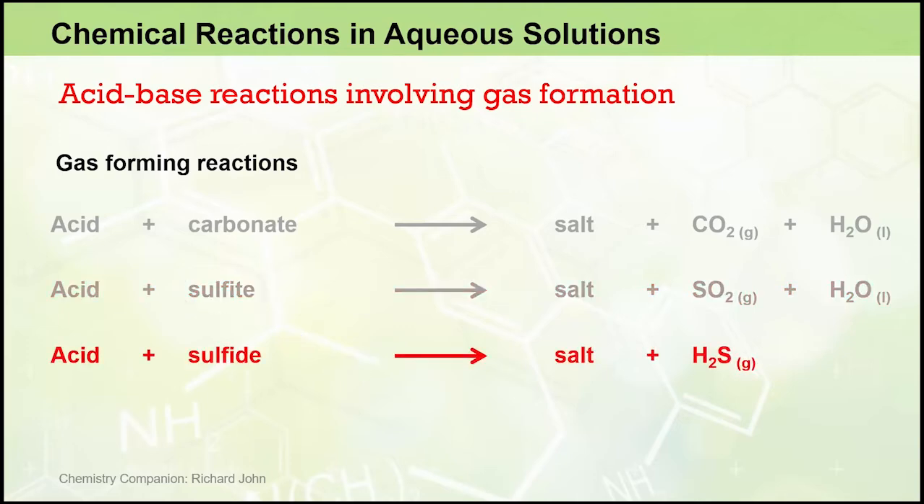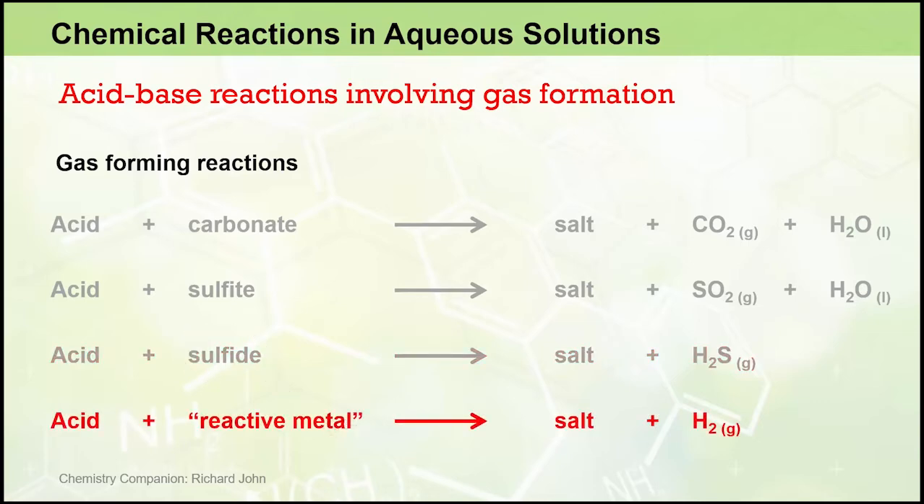Sulfide salts will also produce a gas, hydrogen sulfide or H2S, in the presence of an acid, with the general reaction scheme being any acid plus a sulfide salt produces a different salt plus H2S gas. And we should also remind ourselves that we identify sulfide salts as ionic compounds containing the sulfide S2- ion. And just be aware if you try this reaction, since H2S gas is also known as rotten egg gas, the reaction is best carried out in a fume cupboard.